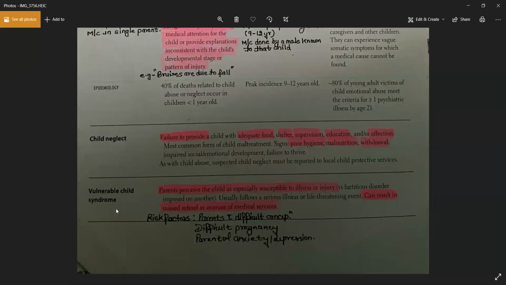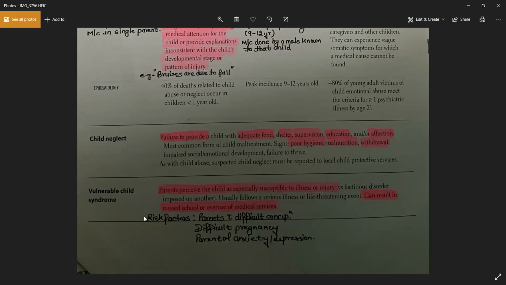Then comes the vulnerable child syndrome, when the parent becomes too sensitive or overprotective of their child. Even if the child got a small cut on the finger, they will bring that child to the hospital, thinking about something more severe. You call it vulnerable child syndrome whenever the parents perceive the child as especially susceptible to illness or injury. It can result in missed school or overuse of medical services. So even with a small injury, they will admit their child, right? So that is the vulnerable child syndrome.